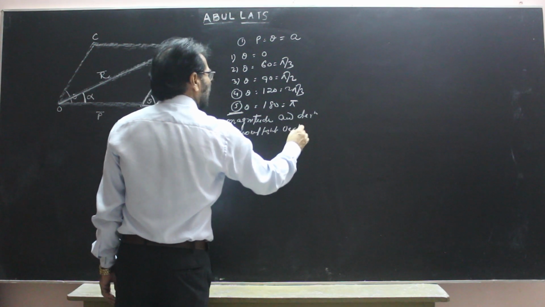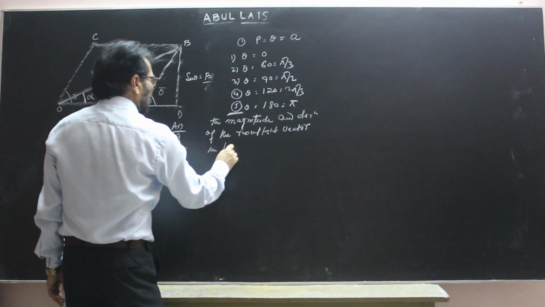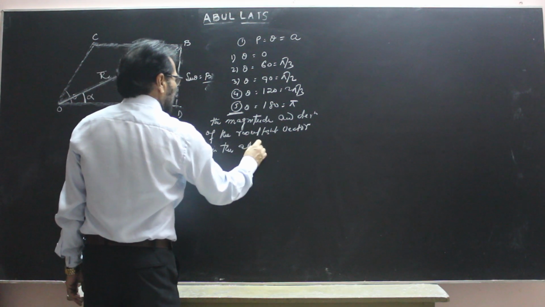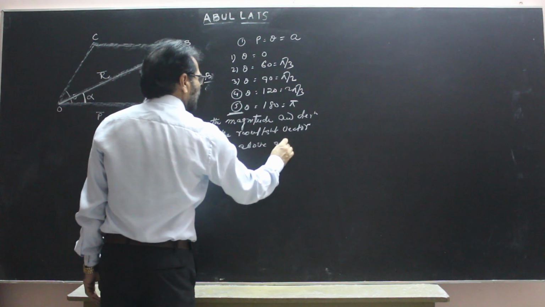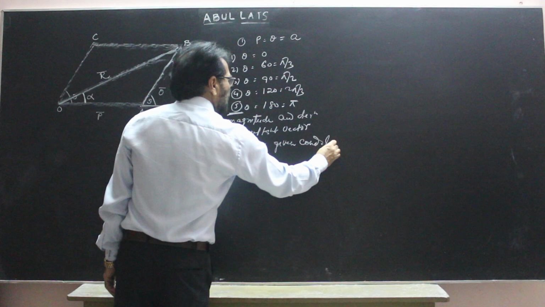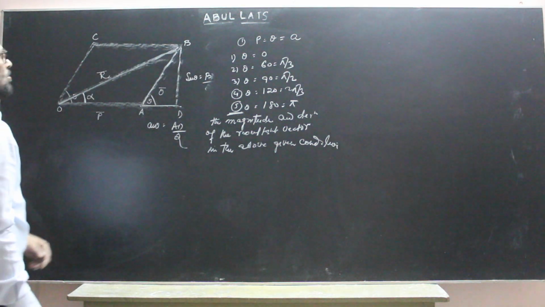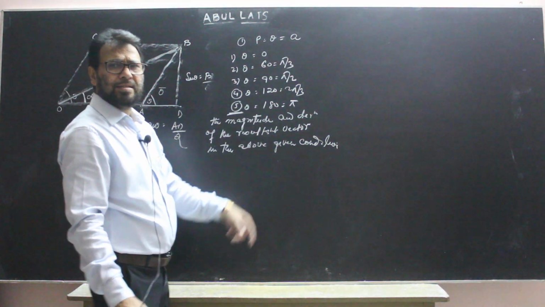Resultant vector in the above given condition. The first condition is P is equal to Q is equal to A and theta is 0.